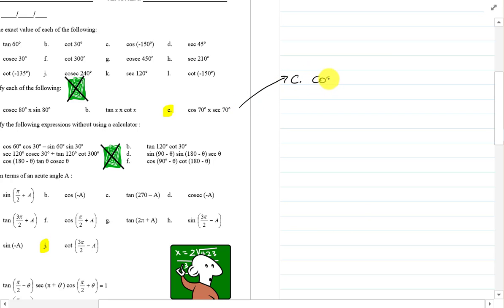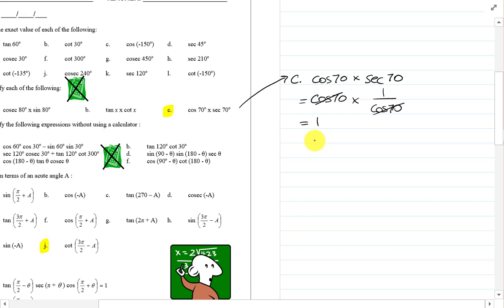C, cos 70 times sec of 70, and hopefully you'll all recognise that cos of 70 is a pretty horrible number. If you put that in your calculator, it comes out irrational. I don't know what it is, but the point here is that you can write that down as cos of 70 times by 1 over cos of 70, because sec is the reciprocal ratio of cos, and now you'll see that cos of 70 and cos of 70 cancel out, leaving you 1.